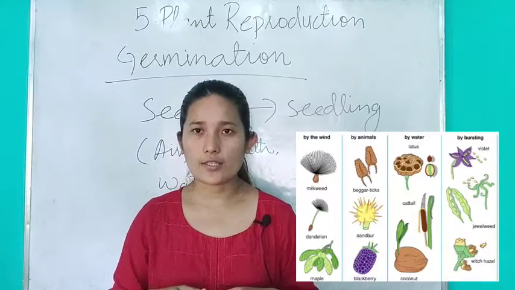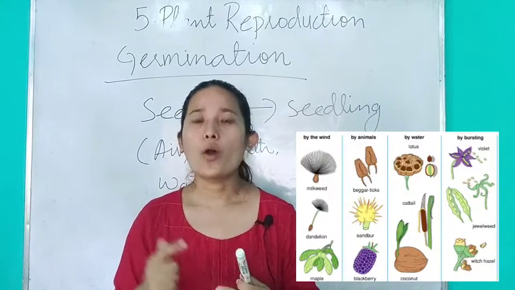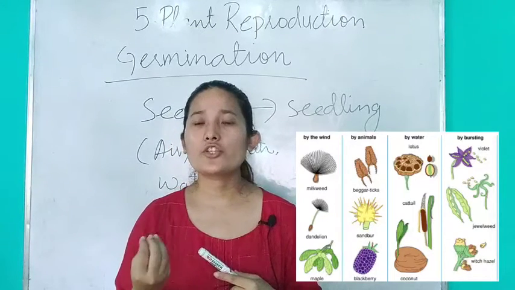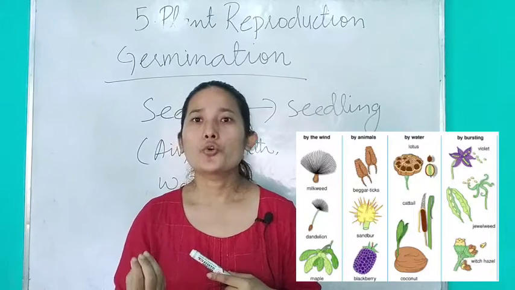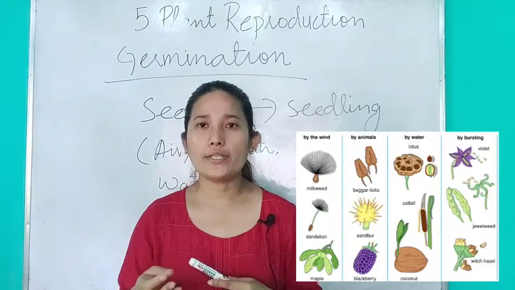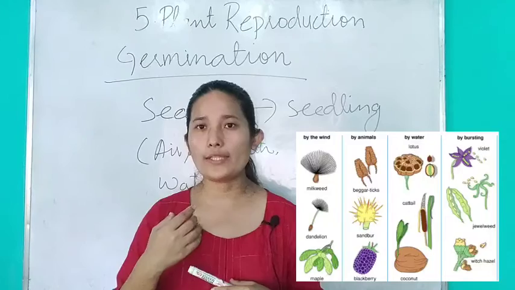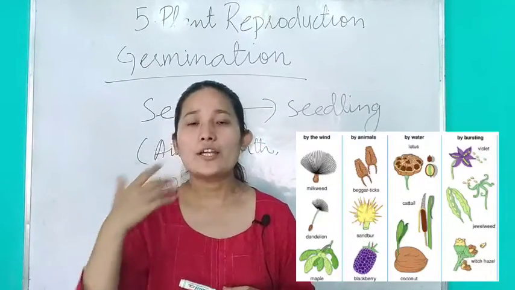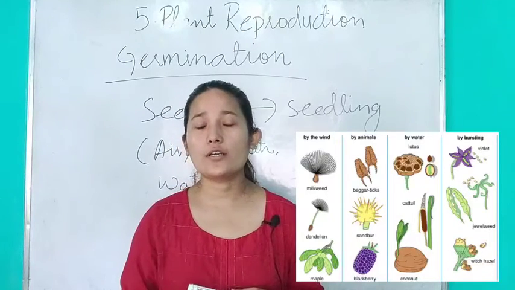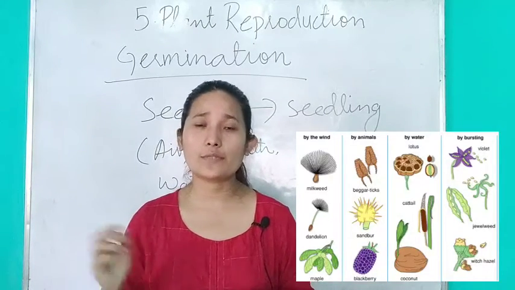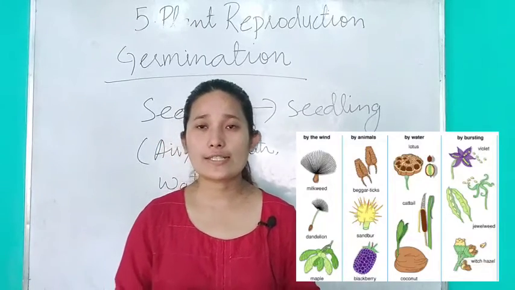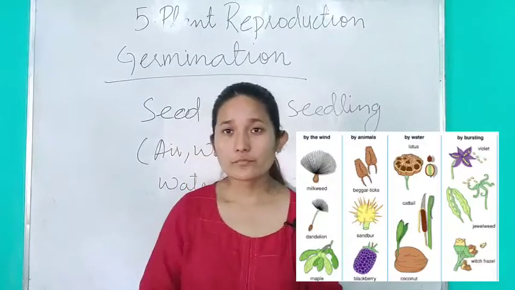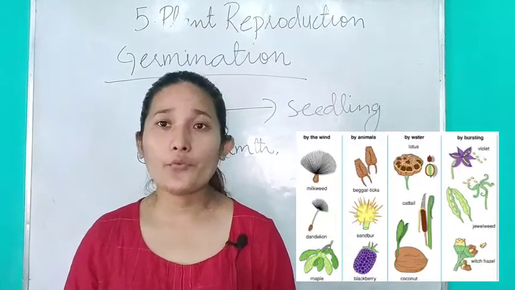Other than us, even the wind and water are the agents of dispersal. In case some of the seeds are very light in weight, when the wind blows, along with the wind the seeds are carried and taken to some other places, and in that place if the conditions such as air, warmth and water are met, those seeds give rise to a new plant. Cotton seeds are very light in weight, drumstick seeds are very light in weight, so they are dispersed with the help of wind.